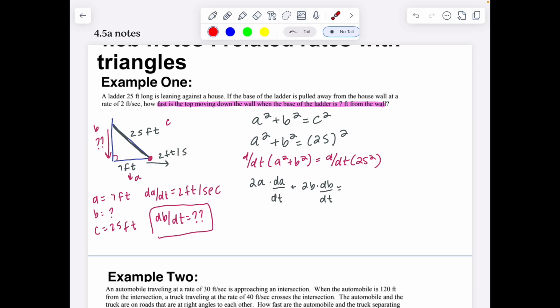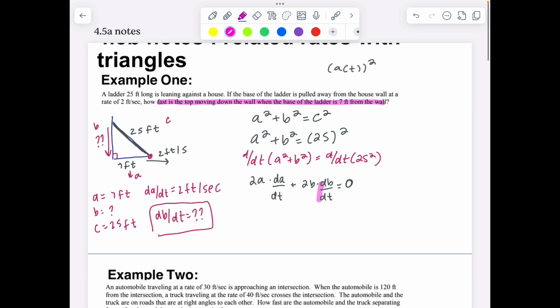So I'm just viewing every one of these functions as a function of time. I'm taking the derivative of the outside and then the derivative of the inside. So I'm basically viewing A squared as A of t squared, taking the derivative of the outside and then the derivative of A with respect to t is dA/dt. And then 25 squared, that's a constant. Even though 25 squared is 625, I don't even need to know that. I know that's a constant, so that's going to come out to be 0. And so my end goal here is to solve for dB/dt.